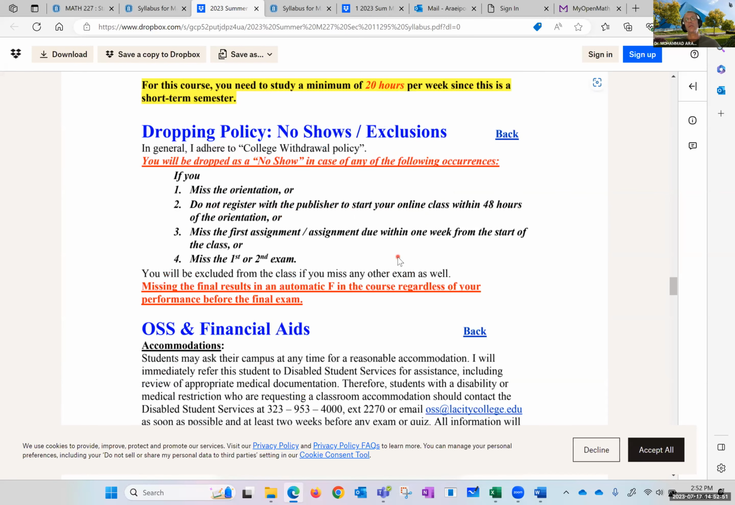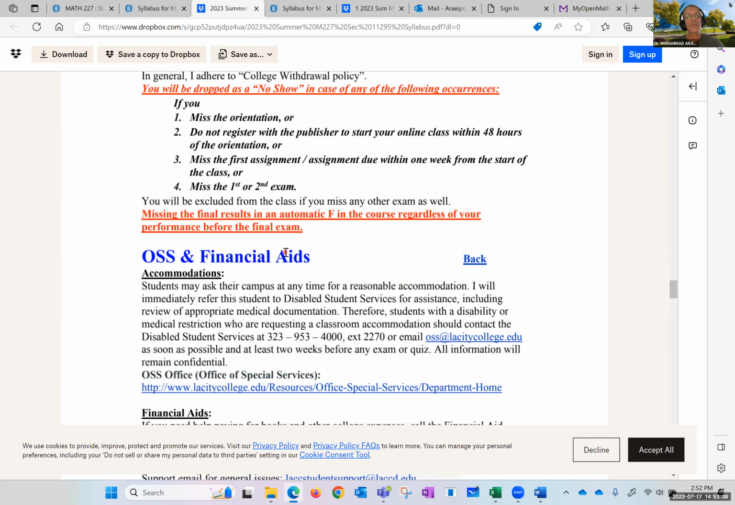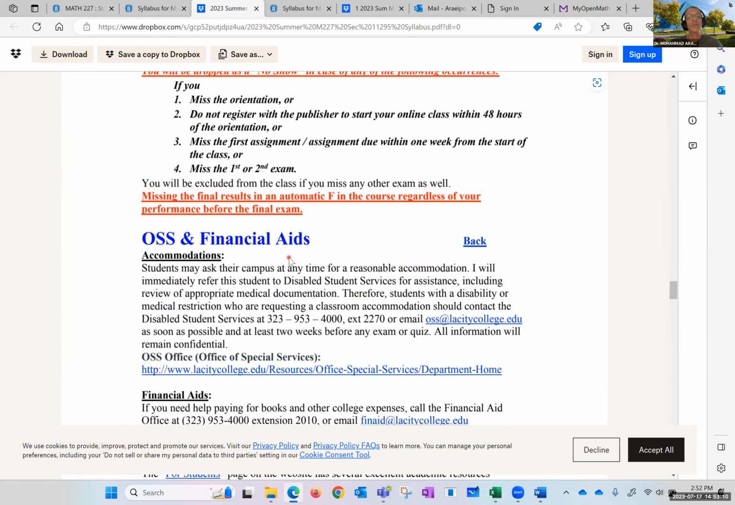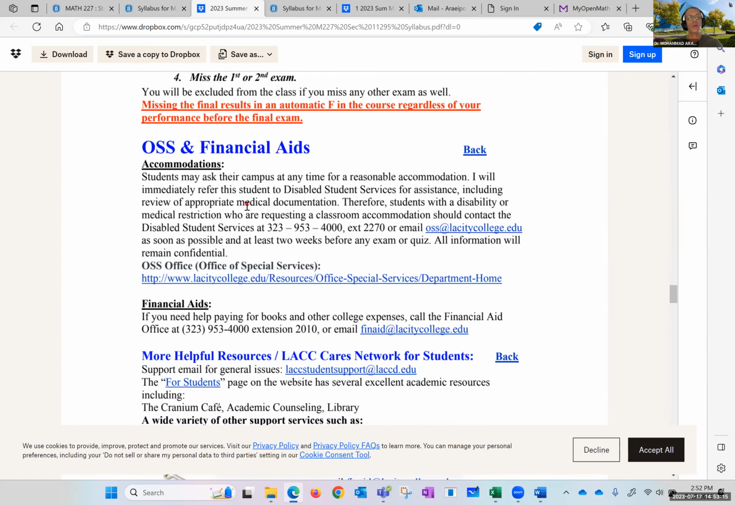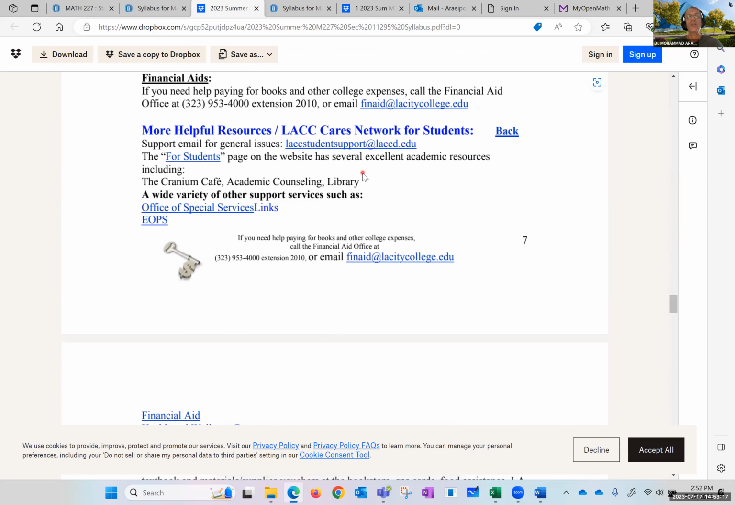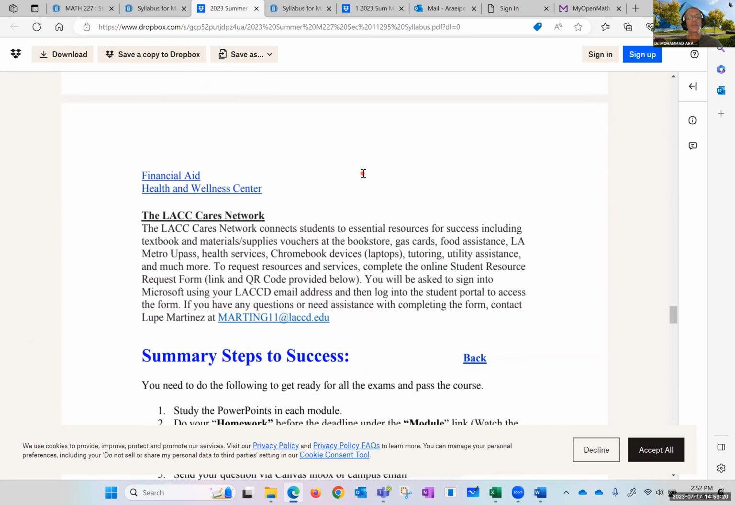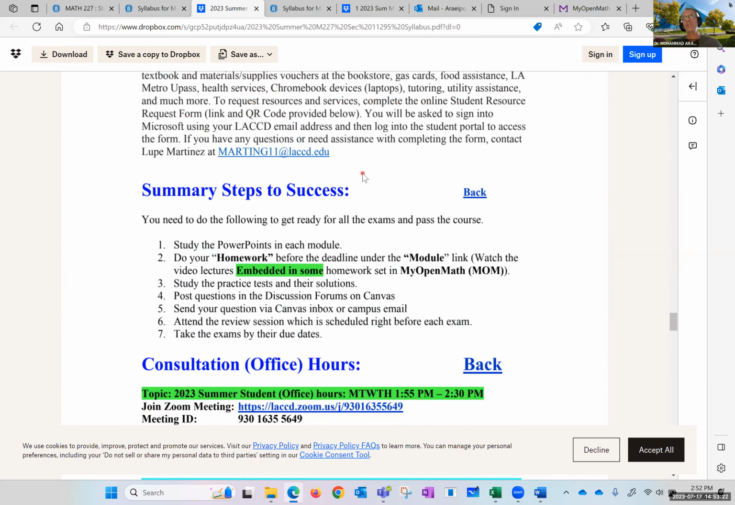Dropping policy, I hope we don't have to worry about that, but basically students who miss the orientation, do not register with the publisher, meaning in this case, of course, MyOpenMath, miss the assignments, or miss any of the exams, they will be dropped. There is more useful information here. I highly recommend you pay attention to it, such as OSS and financial aid, other resources, and please use them if you like.